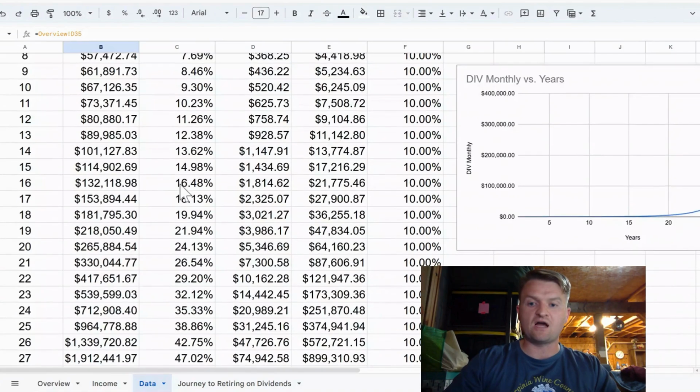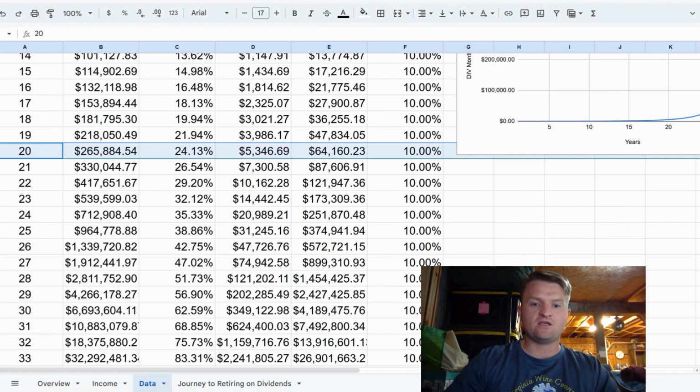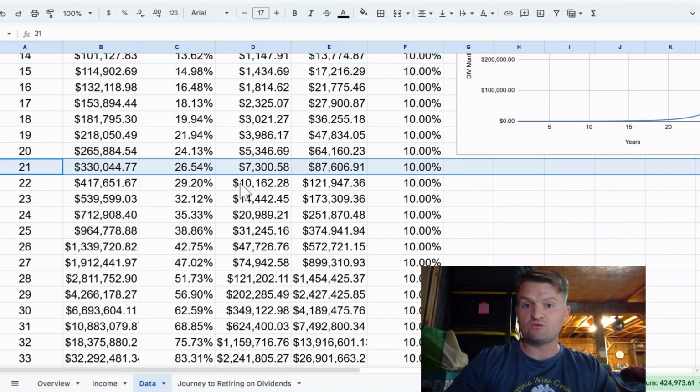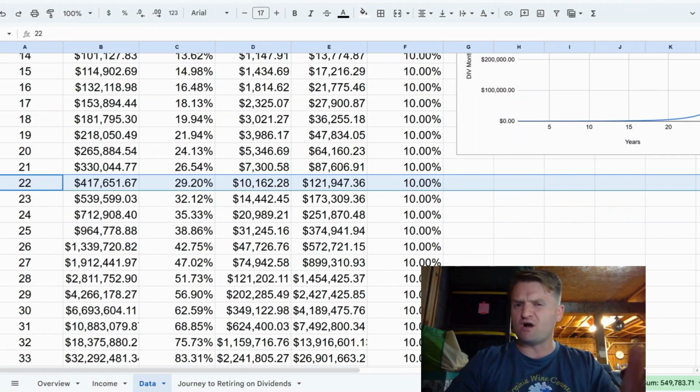The biggest thing to highlight, and I'll show you in the chart because it looks prettier, is that in 20 years from today, we'll be making approximately $5,346, which is under what my monthly income is. If we go 21 years, that'll be $7,300, which is still under my monthly income. But if we jump to 22 years from today, we'll be making just above what I currently make. I don't know off the top of my head, I'll have to go check, but $10,162 is slightly above what I currently make today.